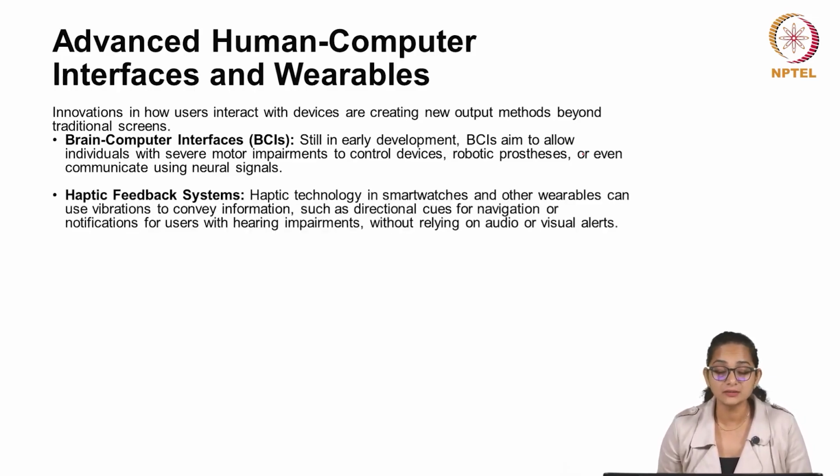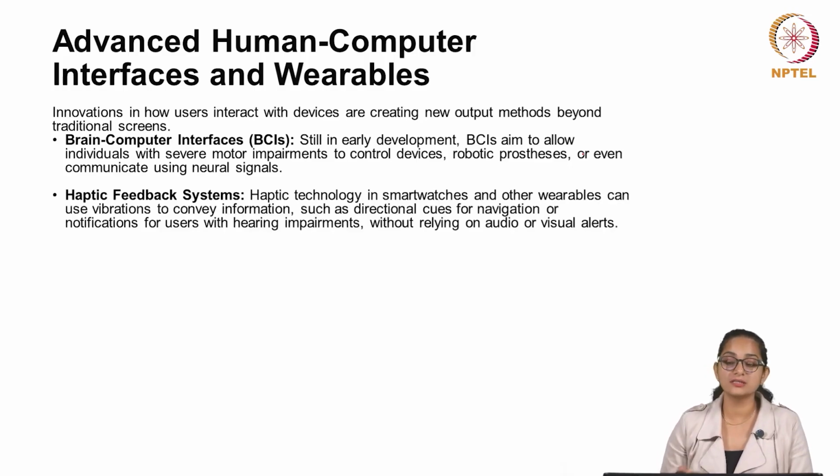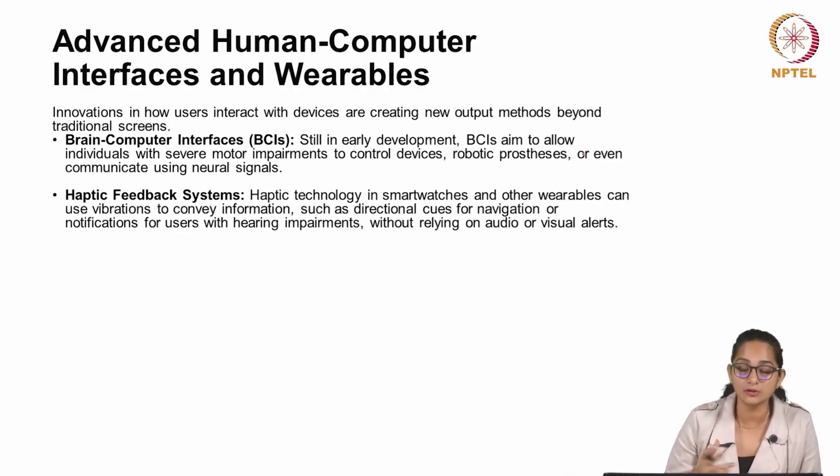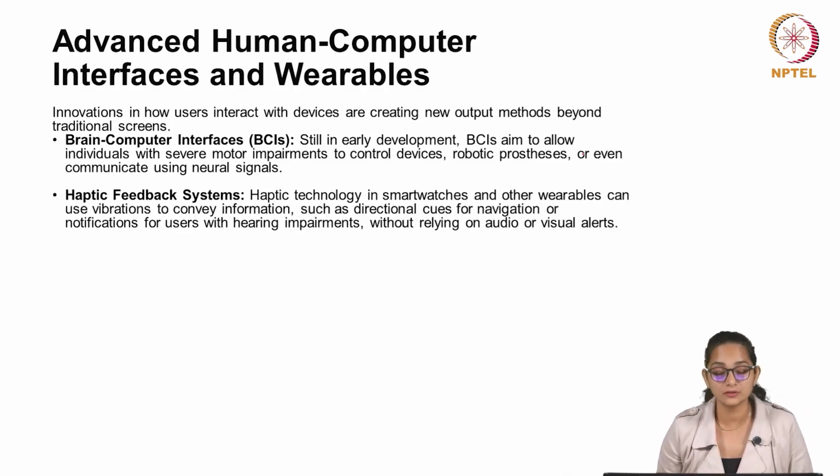Haptic feedback systems. So, haptic technology in smartwatches or wearables can use vibrations to convey information. Of course, the patterns, etc., need to be studied from a research perspective, such as directional cues for navigation or notifications for users with hearing impairments. Just not relying only on audio cues or visual alerts.